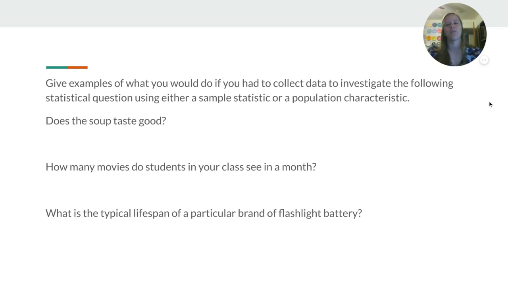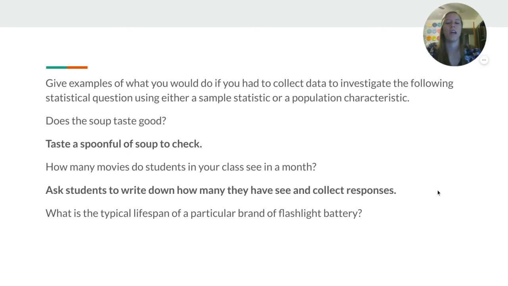Okay, so give examples of what you would do if you had to collect data to investigate the following statistical question using either a sample statistic or a population characteristic. So the first one is pretty simple, just like we just saw. You would taste a spoonful of soup to check it. That would be sample.